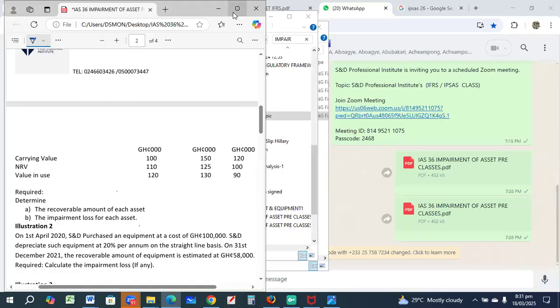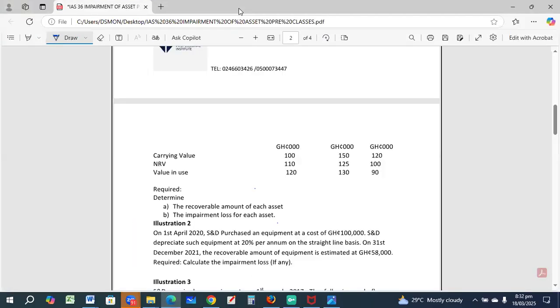But the danger there is that you can do it like that, but the question will tell you that you should prepare the financial statement extract.